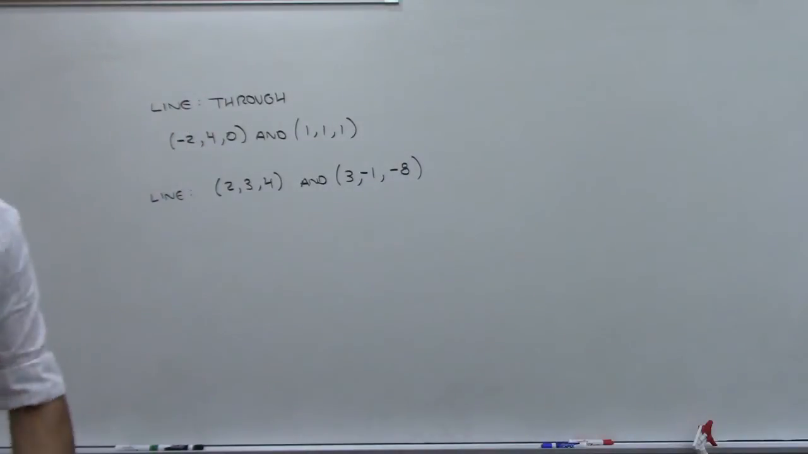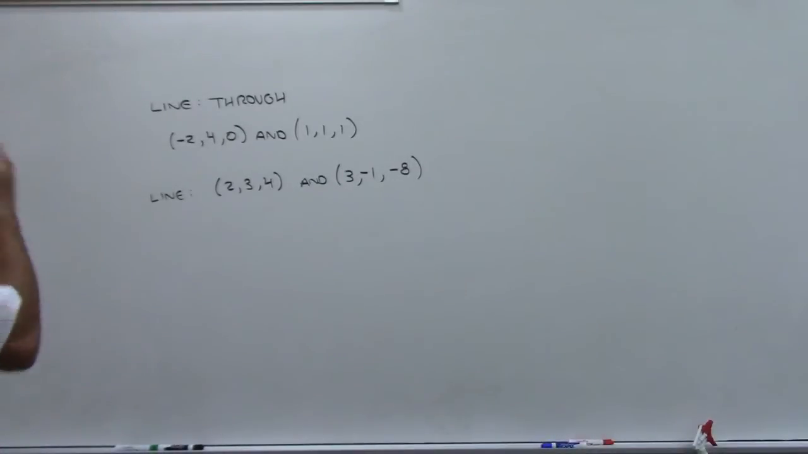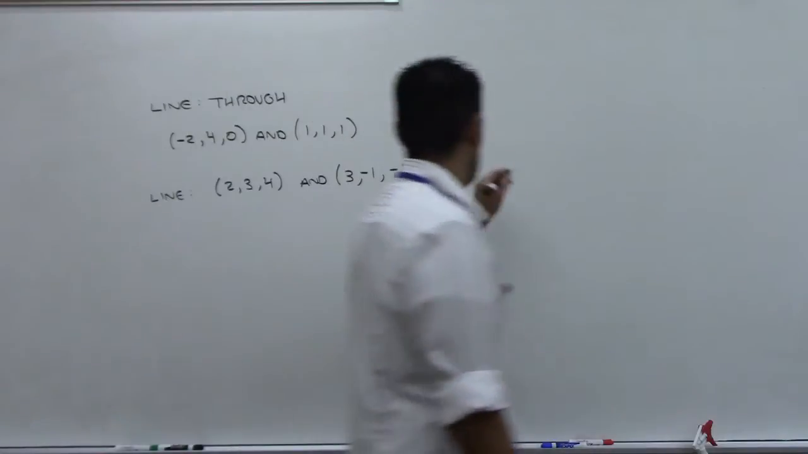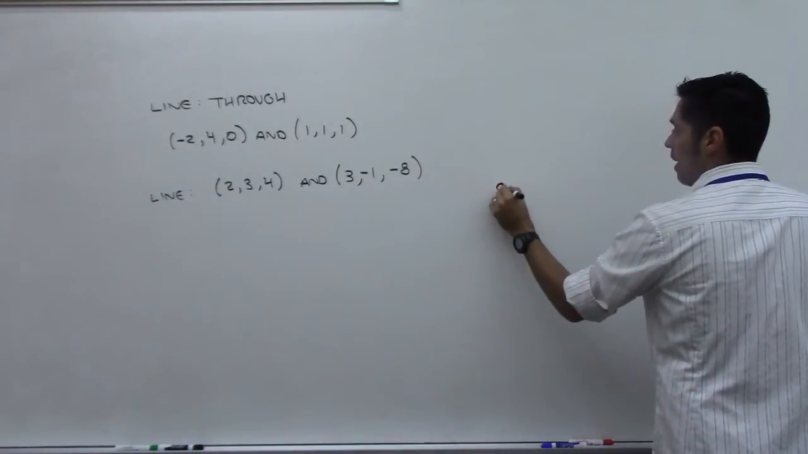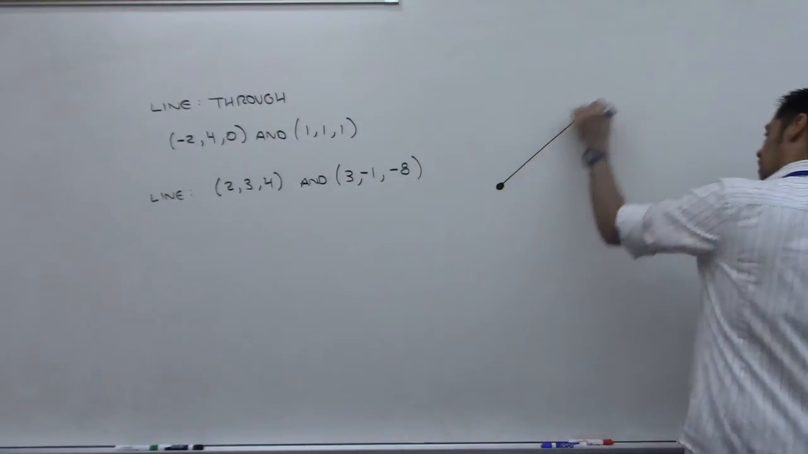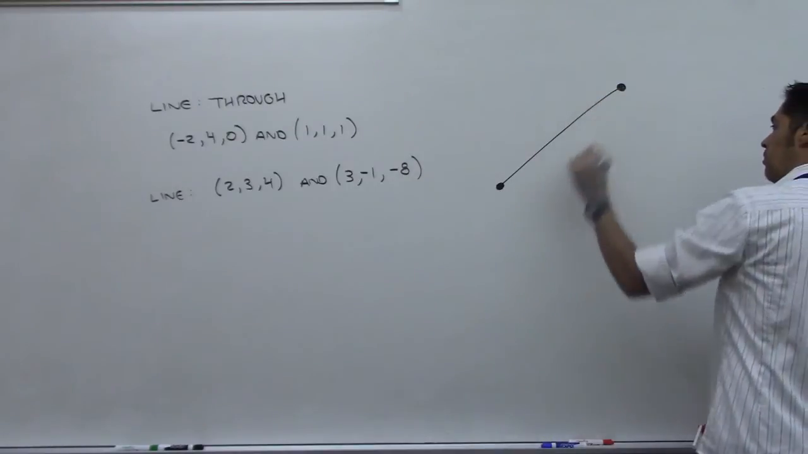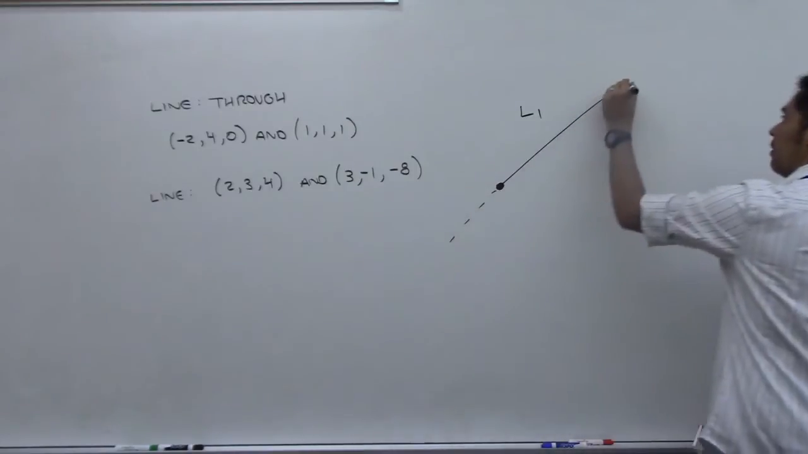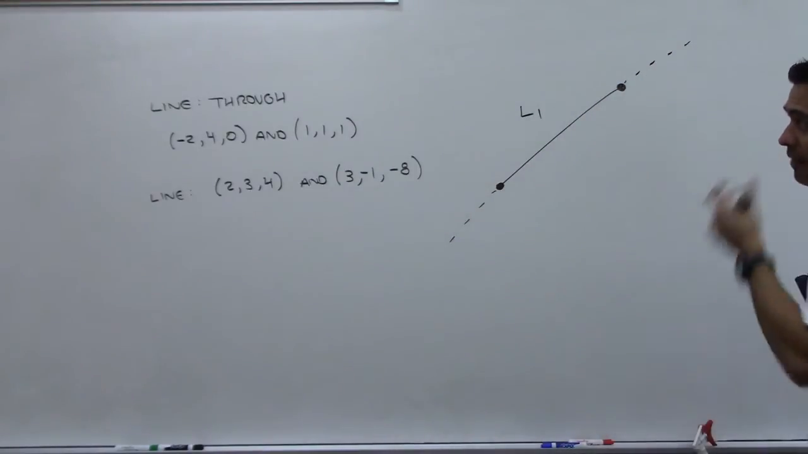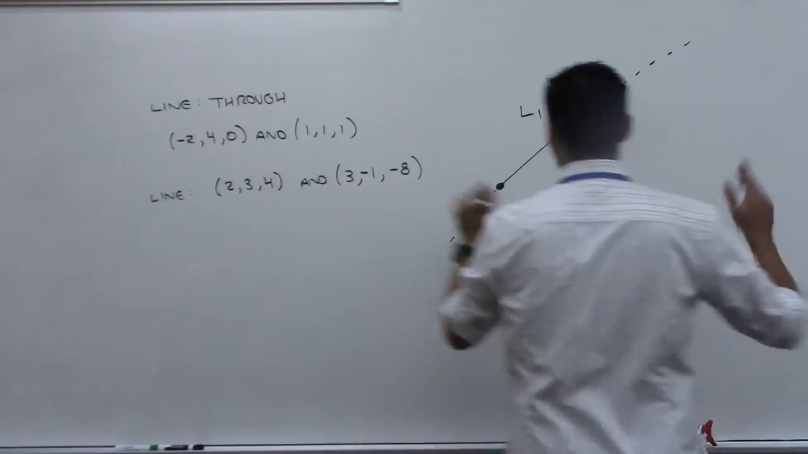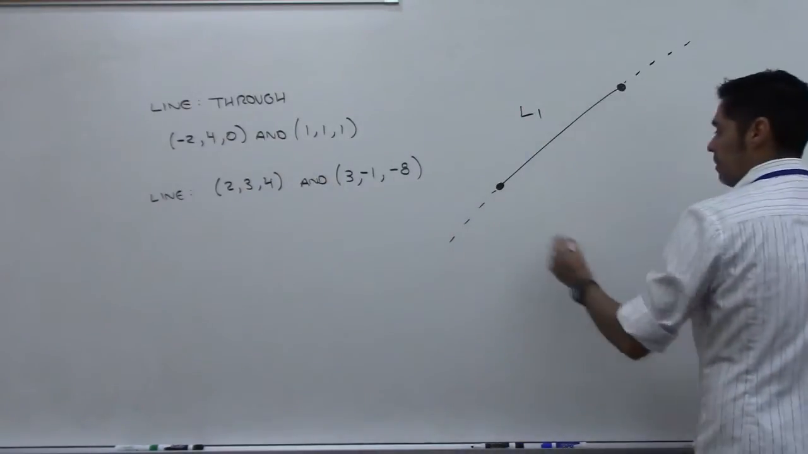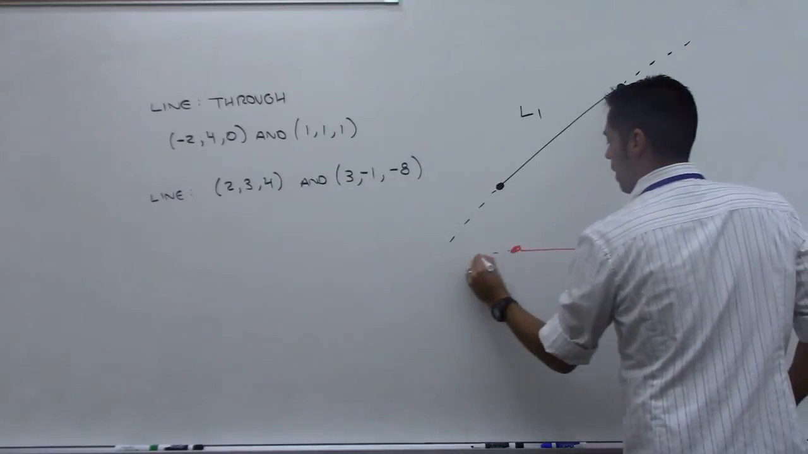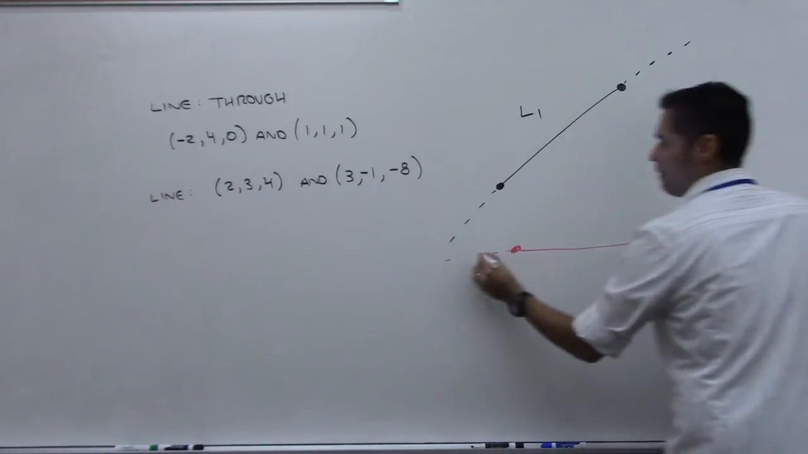Okay, so we have two lines here, right? And the first line goes through these 2 points. So let's just make these points up. I don't feel like drawing it accurately. So we have 2 points, right? We'll call this L1. Okay, so it continues forever. And then we have another line which goes through these 2 points. I don't know where they are, so I'm just going to kind of make them up. There we go. And it continues forever. Right?